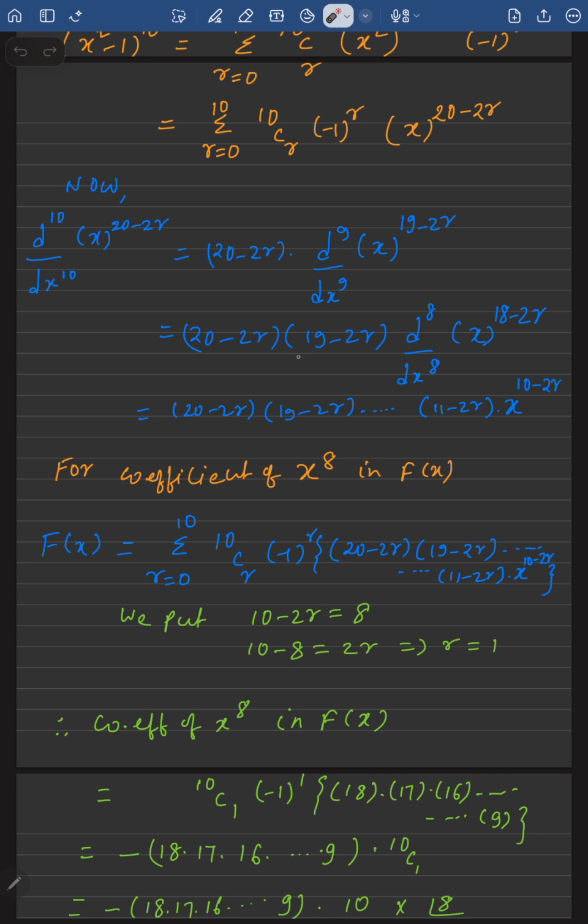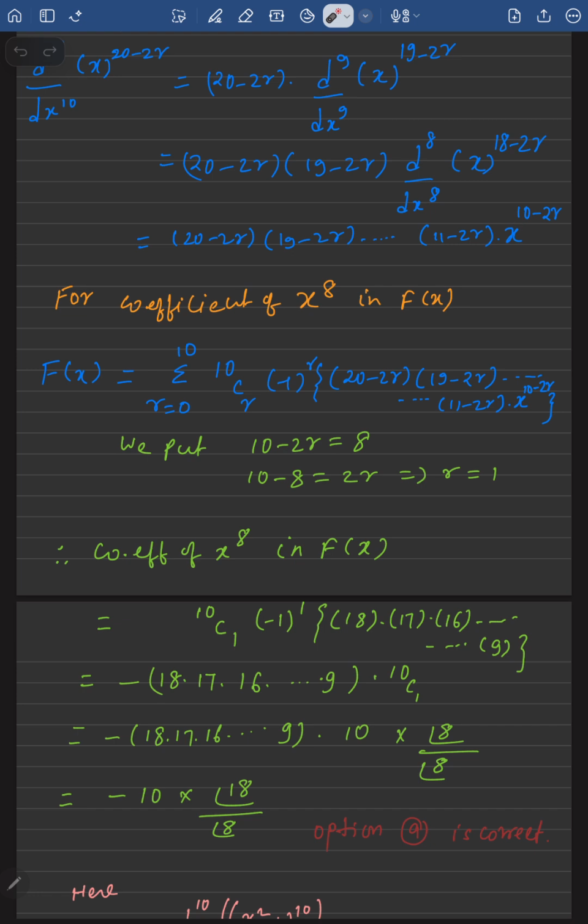You can also see it like this: the second term is 19, so when we differentiate it 10 times, what do you get? 20 minus 10 plus 1. So the 10th position is 20 minus 10 plus 1, that is 11 minus 2r, and x power 10 minus 2r. Now the coefficient of x power 8 in f(x): this power must be equal to 8. So when you put 10 minus 2r equal to 8, you will get r equal to 1.